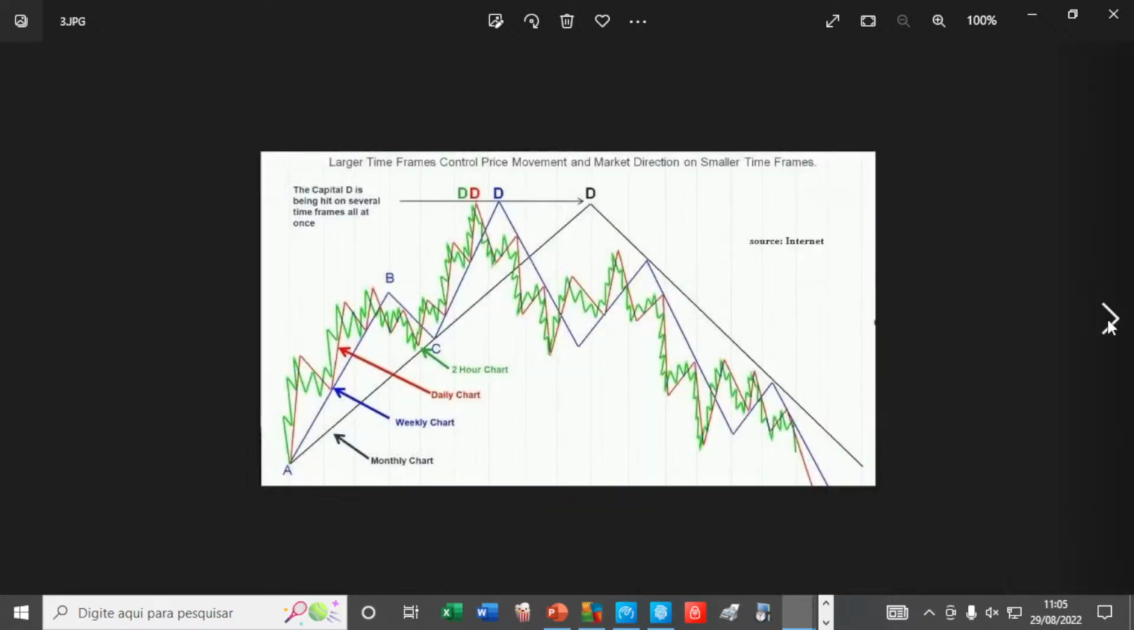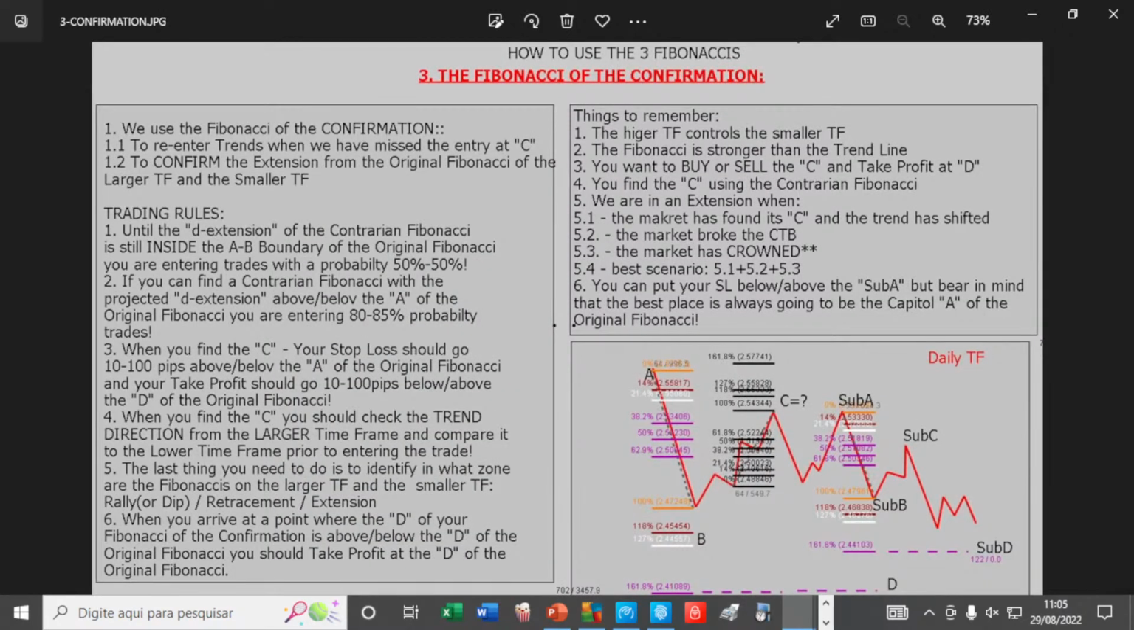Next, not this one, not this one, and next we are learning about this guy in here. It's called the Fibonacci of the confirmation, also called the confirmation Fibonacci. Okay, so we use the Fibonacci of the confirmation to re-enter trends when we have missed the entry at the C.